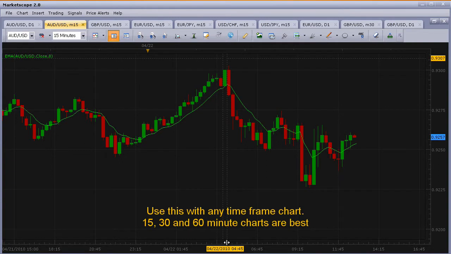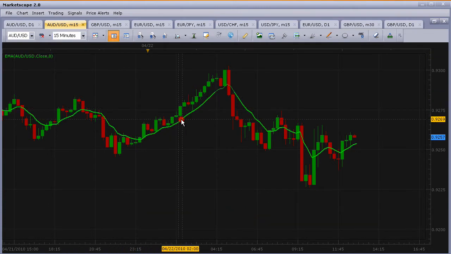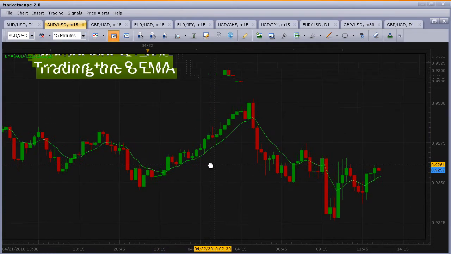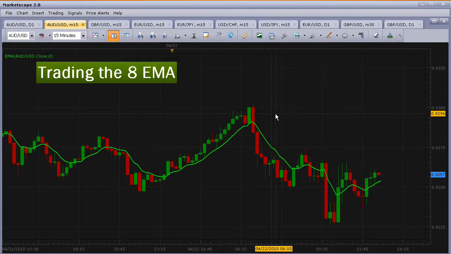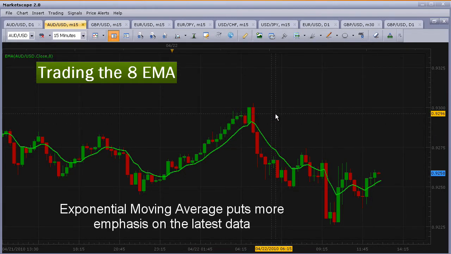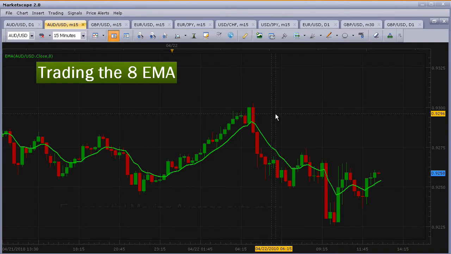Okay, so what you're looking at here is the Australian dollar, US dollar, 15-minute pairing right here. And the green line you see running through the price action is the 8 exponential moving average. The difference between a simple moving average and an exponential moving average is that the exponential average gives a little more weight to the most recent data. And that makes it a little bit better of a predictor of what's going to happen next.